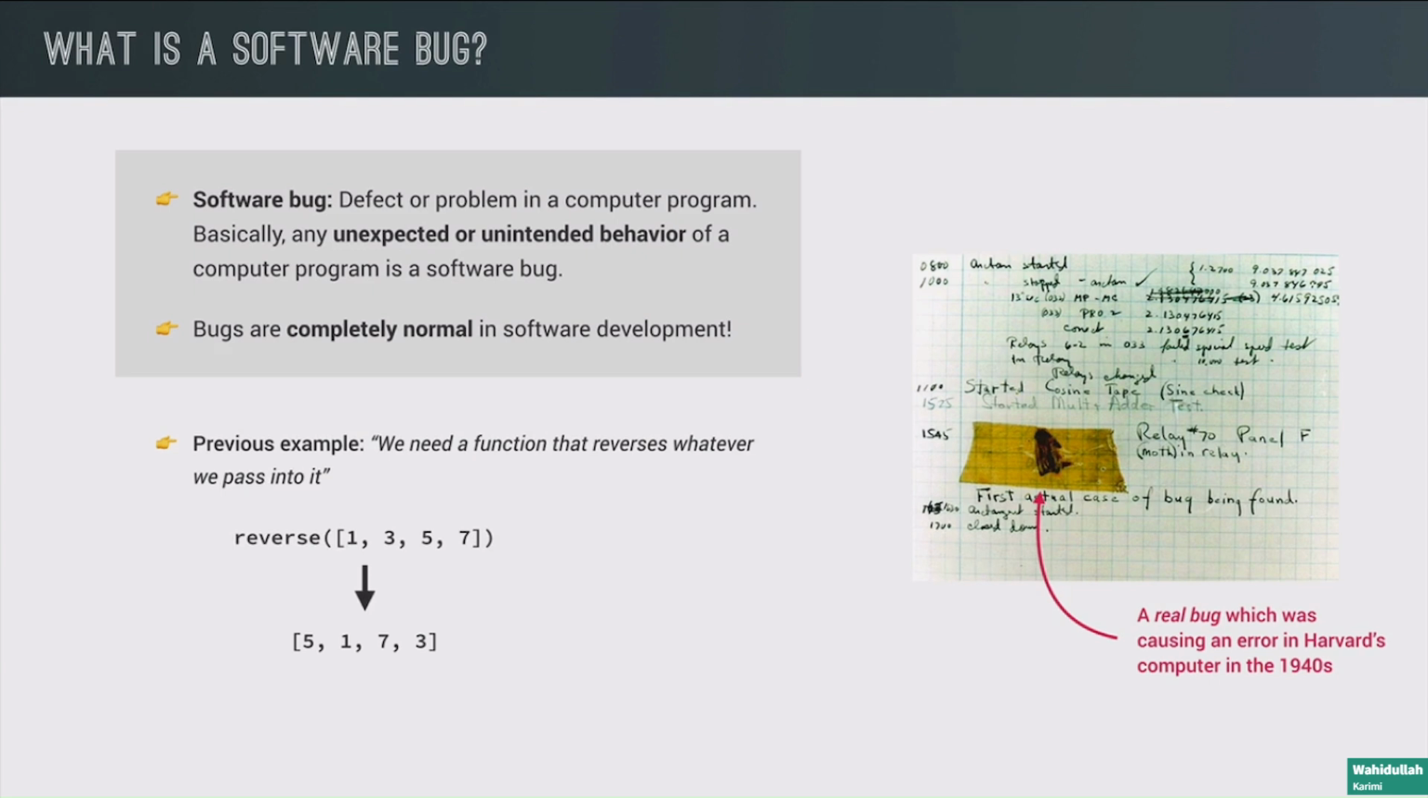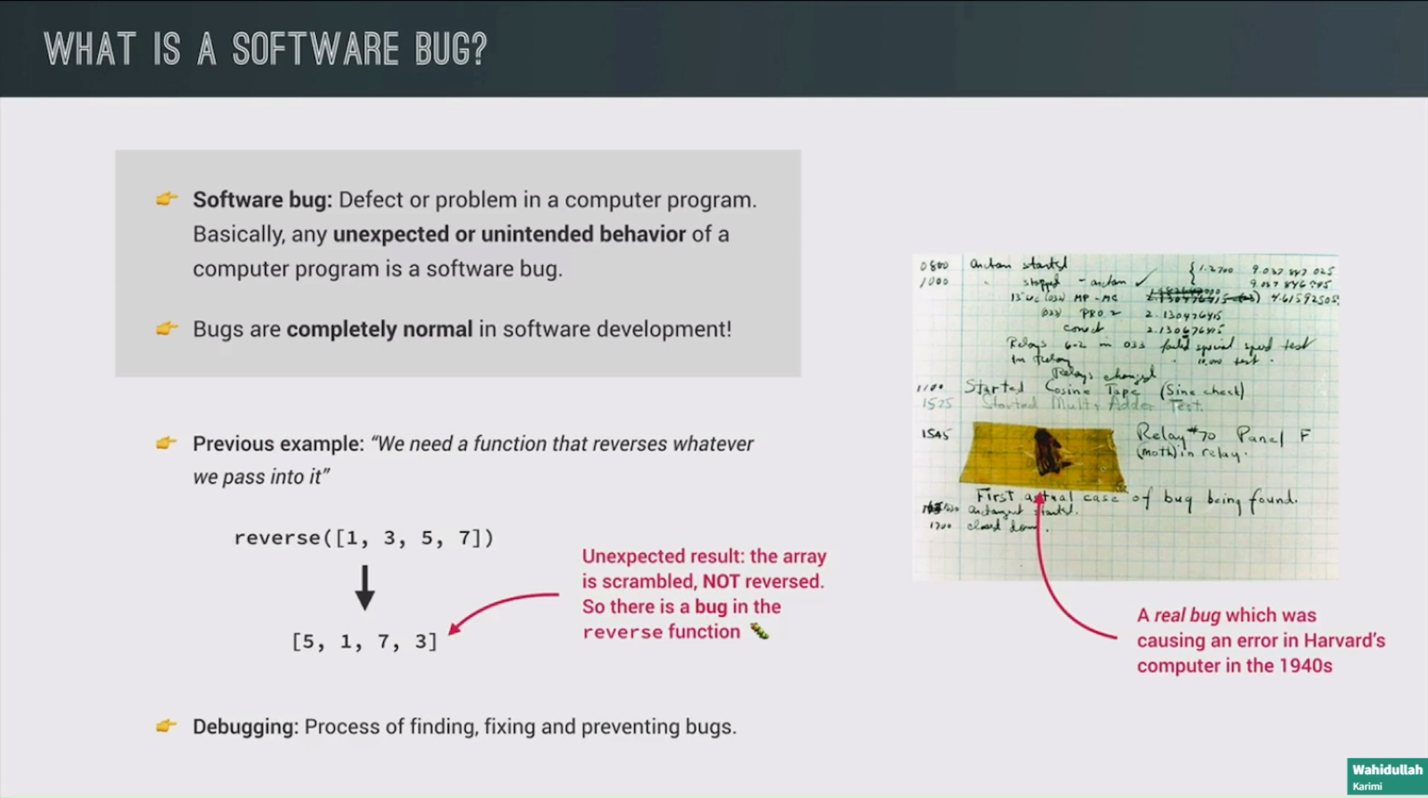But clearly something is wrong here, right? The returned value looks scrambled, but not reversed at all. So this means that we must have a bug somewhere in our reverse function. Okay? To fix this, we use a process called debugging, which is essentially finding, fixing, and then preventing bugs. So let's see how that works.